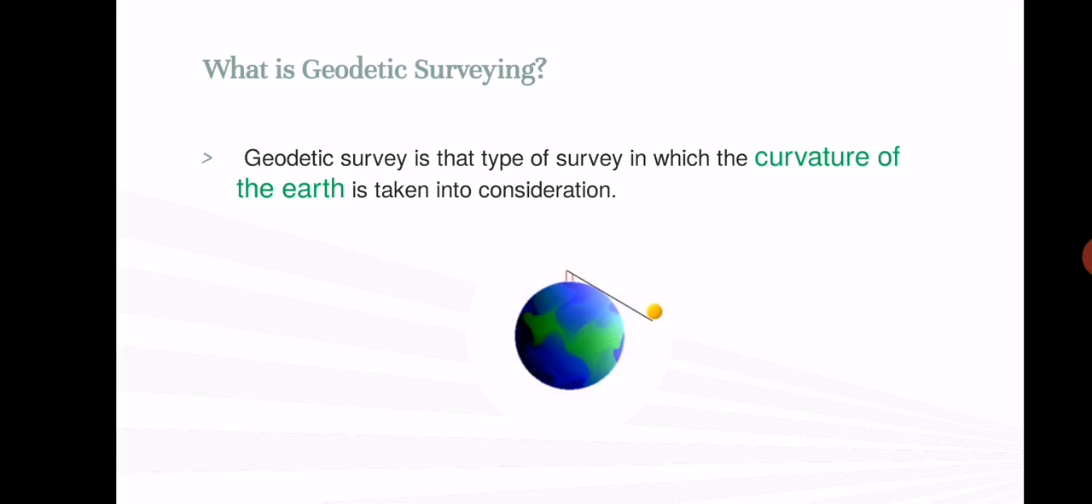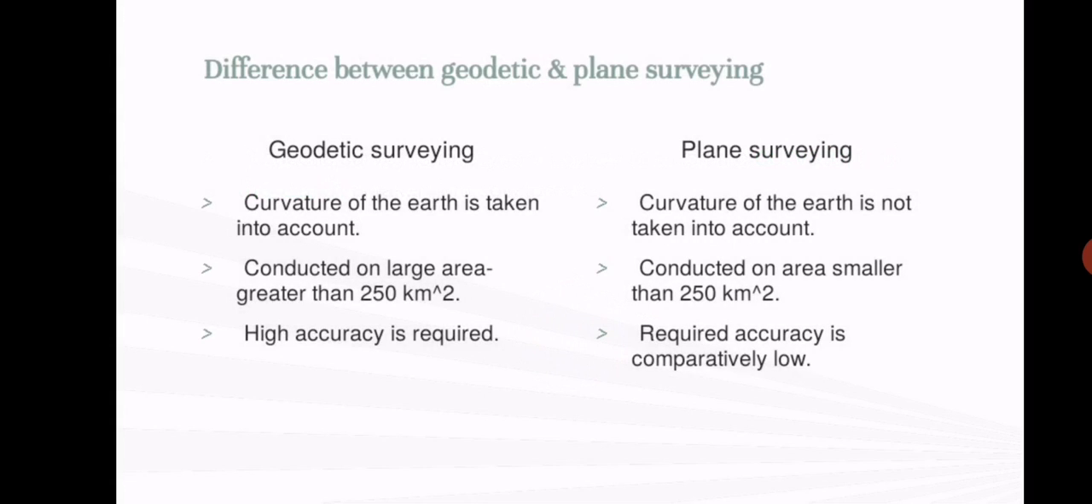So let's differentiate geodetic surveying from plane surveying. In geodetic surveying, curvature of the earth is taken into account, while in plane surveying, curvature of the earth is not taken into account. जैसा कि हमने डेफिनेशन में पढ़ा था कि जियोडेटिक सर्वेइंग में हम अर्थ का कर्वेचर कंसिडर करते हैं, जबकि प्लेन सर्वेइंग में हम इसको नेग्लेक्ट करते हैं.